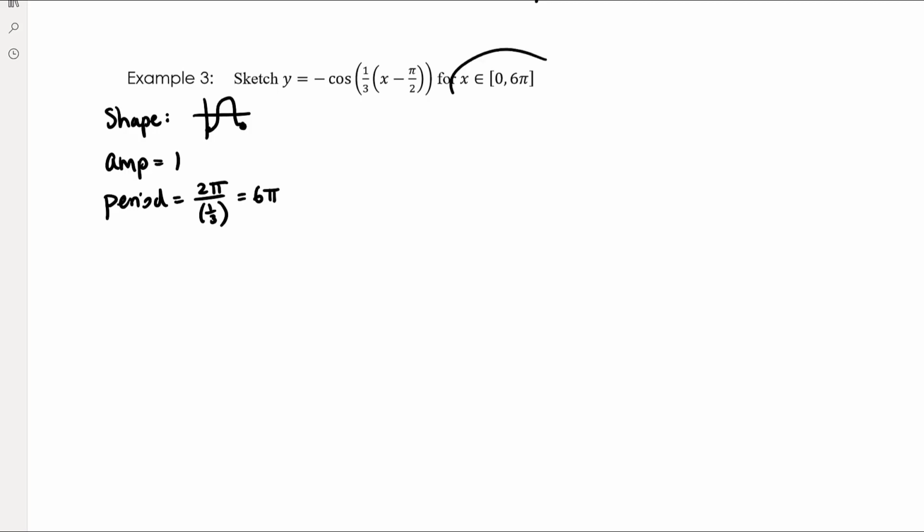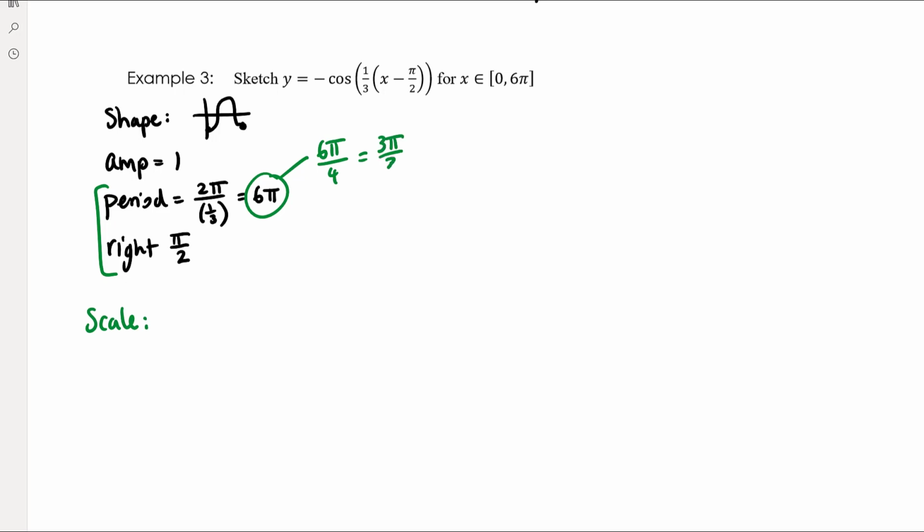Okay, now the domain of 0 to 6 pi makes sense. We're going to see one complete period. The minus pi on 2 in the bracket means that we're going to move this graph to the right by pi on 2. Okay, again we want to think through scale. Okay, so for the scale, we need a quarter of the period to get the shape right. So we're going to need 3 pi on 2.